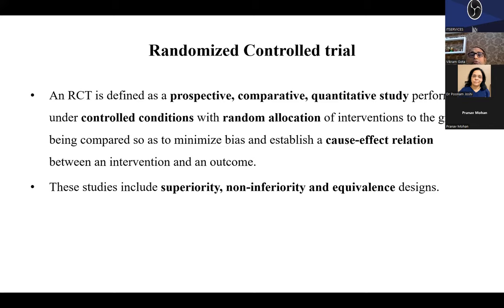Now, this definition of a randomized controlled trial is extremely important, and I think the keywords here should not be missed, at least in conceptualization and having an idea about randomized controlled trials. So an RCT is defined as a prospective study. We all agree it's prospective. Comparative, because there are two or three treatment arms, A, B, or A, B, C, or whatever. Quantitative, because we are going to quantify the outcomes and the difference between the outcomes.